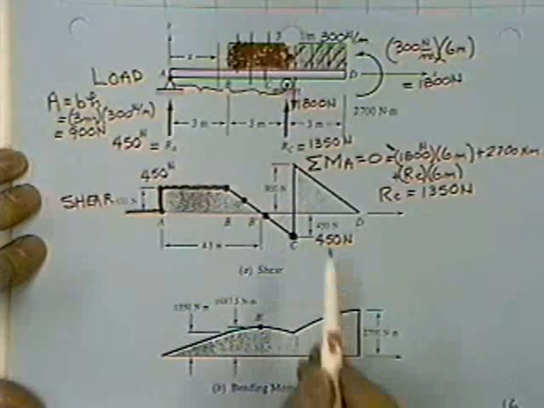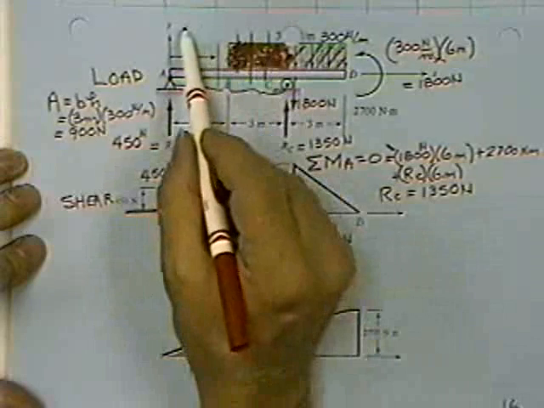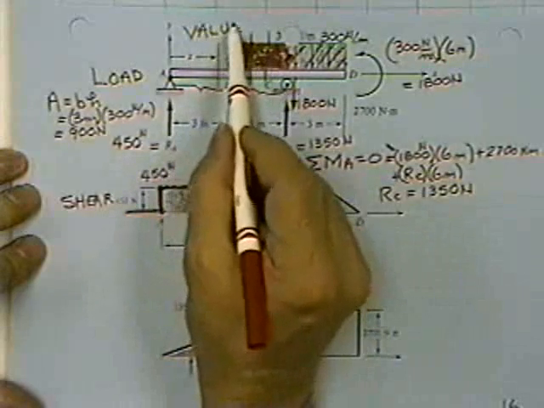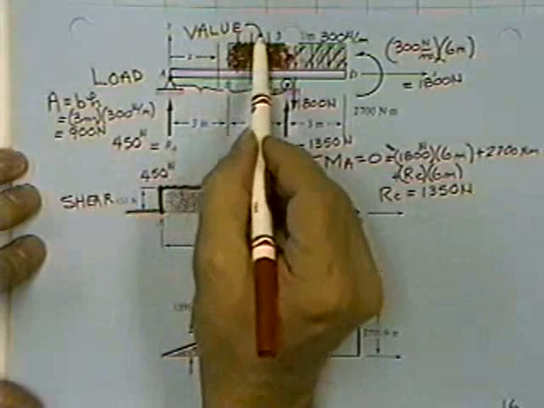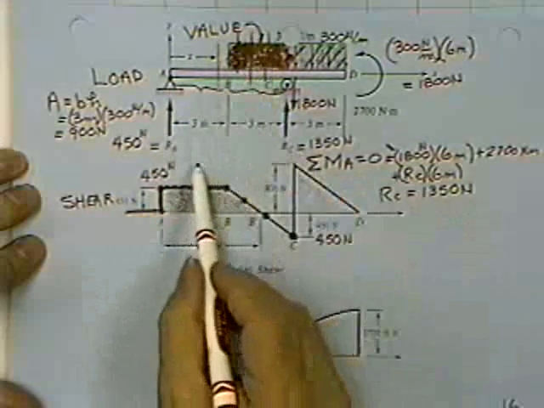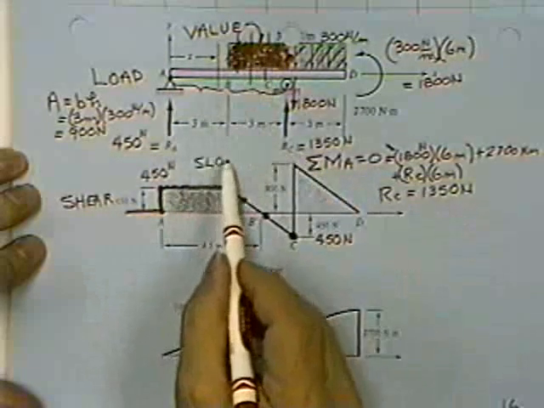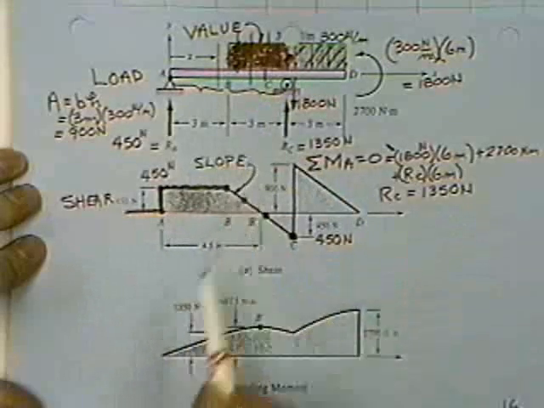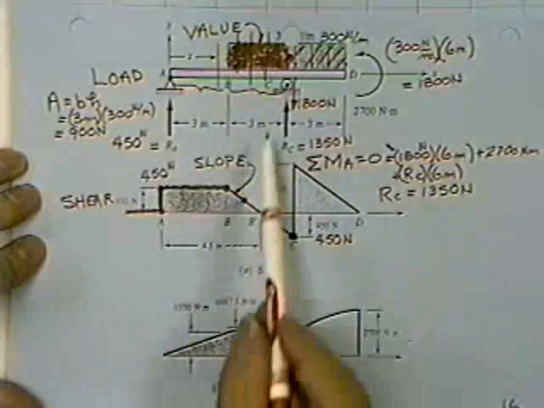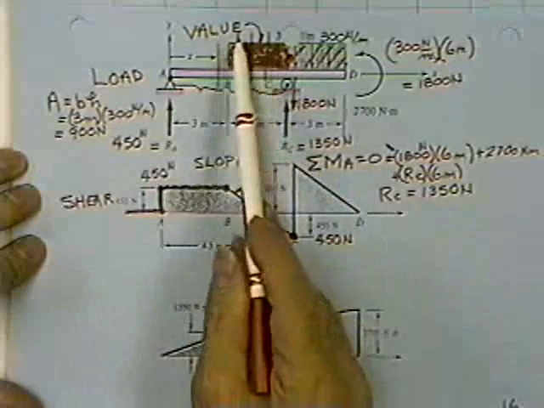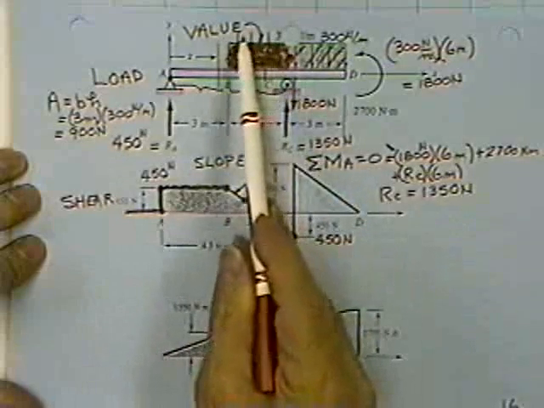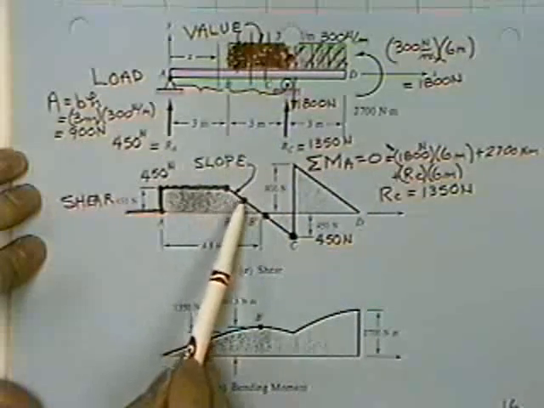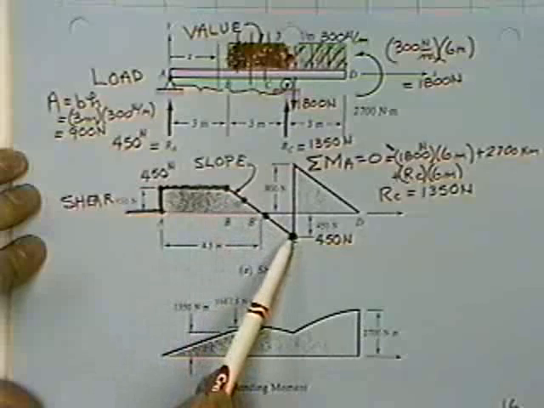You can also remember that we said that the value on any curve will predict the slope on the next curve. You'll notice that this value is constant, and that's why you see this slope is constant.